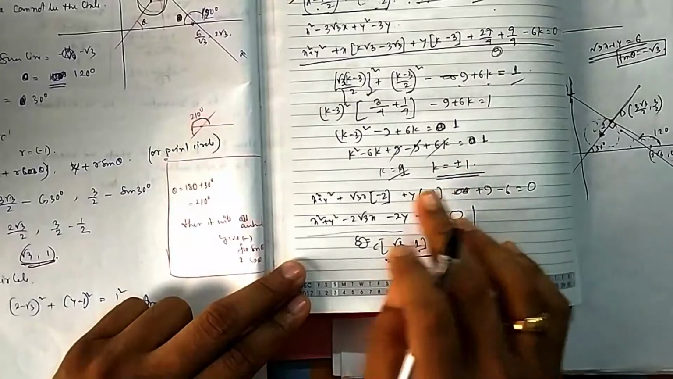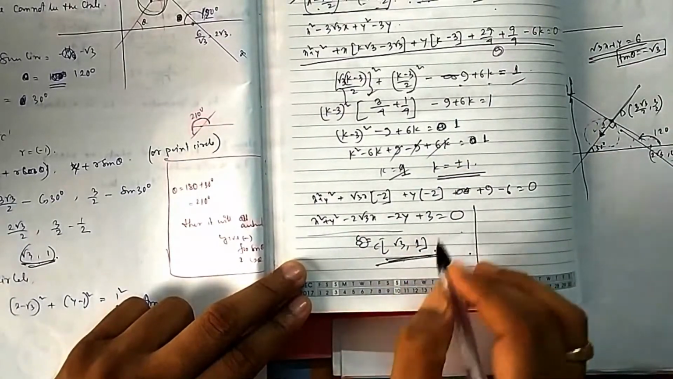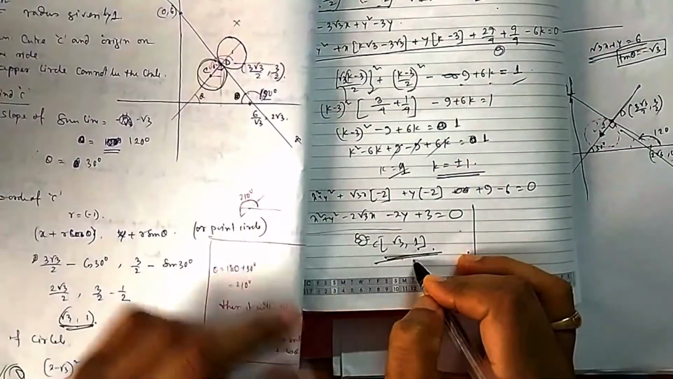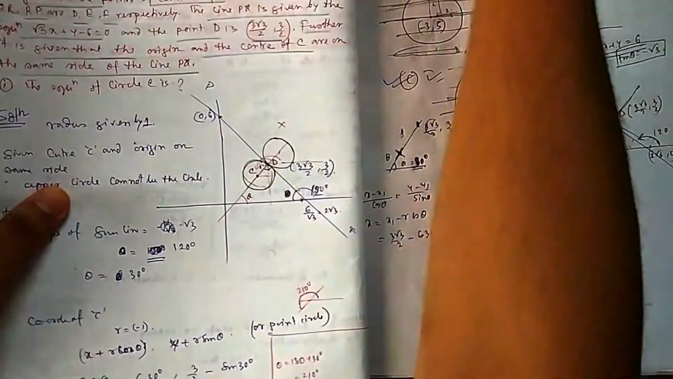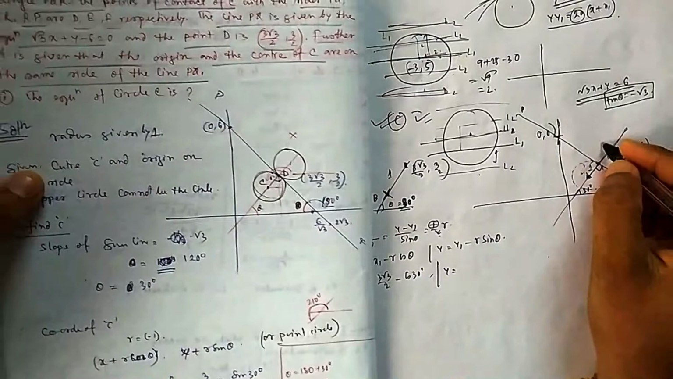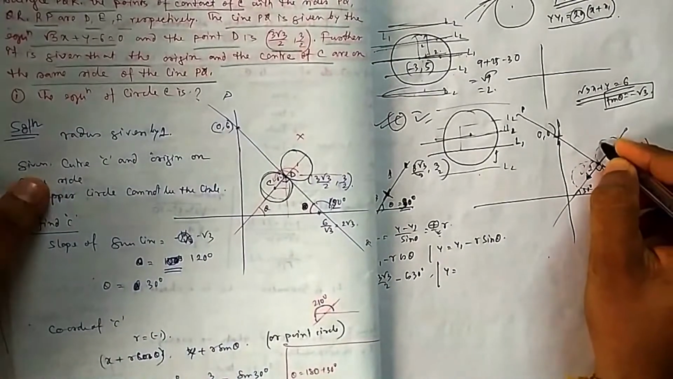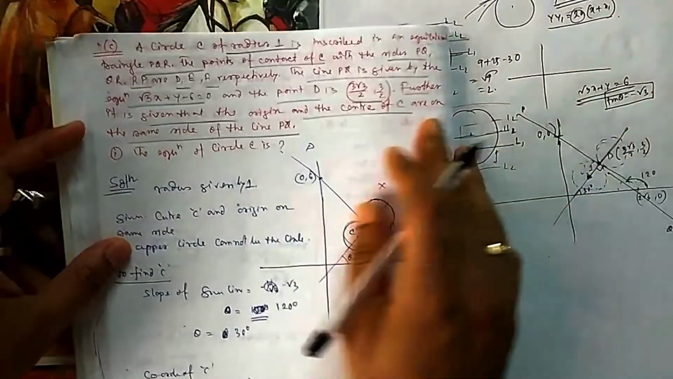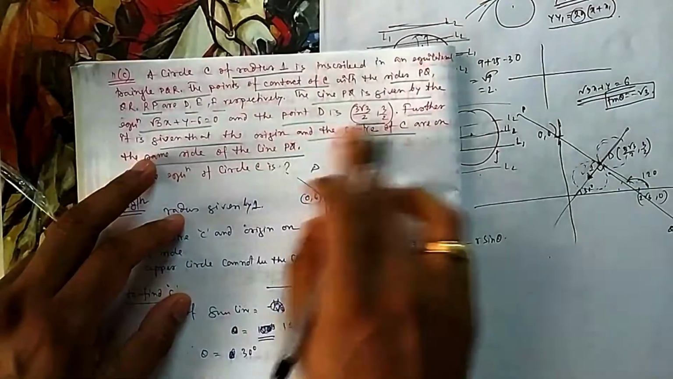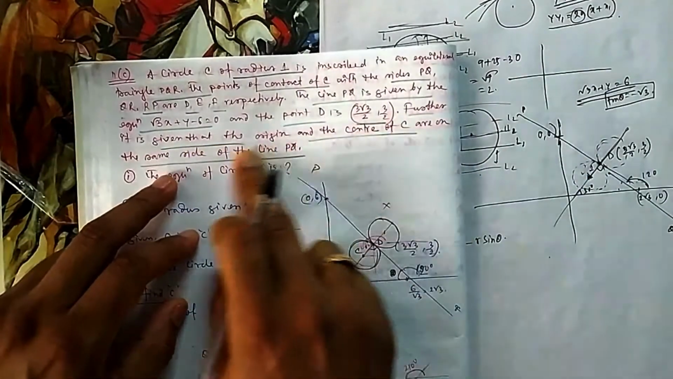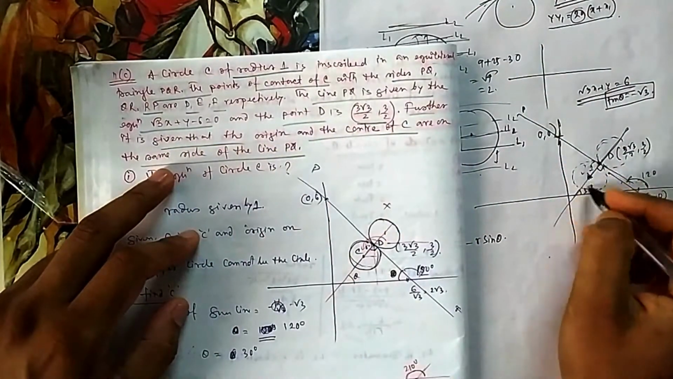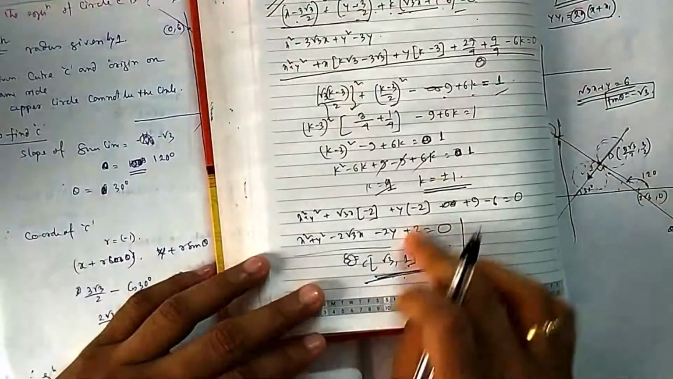Once you put plus 1 or minus 1, then you will have two things. This circle can be on this side also. Why is it this side and not that side? Because it is further given that the origin and the center C are on the same side. So it will be this side only. If you put plus 1 and minus 1, you will get two different sets.